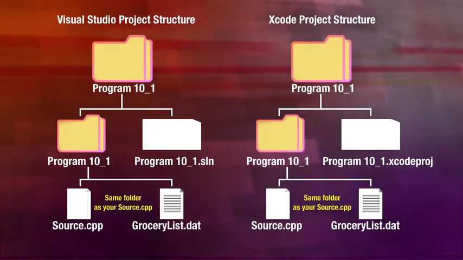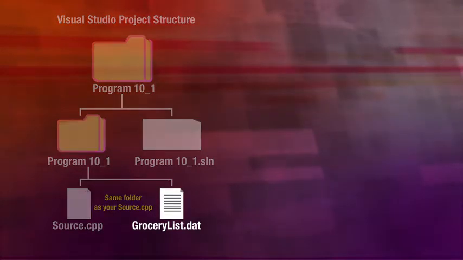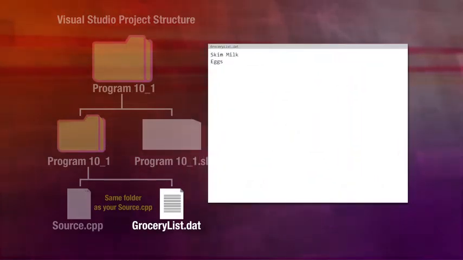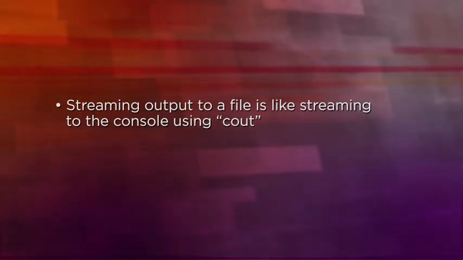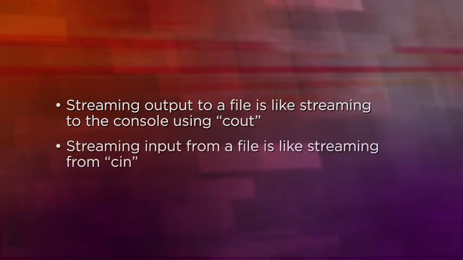If we go out to the file system, to the directory where the program was executed, we'll find the file grocerylist.dat there. And we could open up that file in any text editor program like a word processor. And we should see 2 lines of text, skim milk and eggs. Now, streaming output to a file is just like streaming to the console using cout. And streaming input from a file is basically just like streaming from cin.